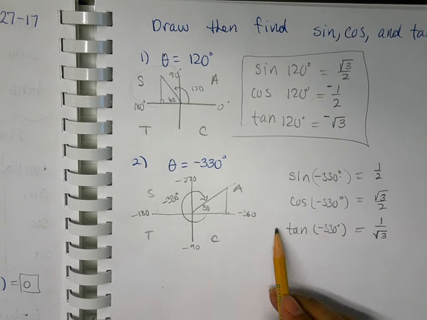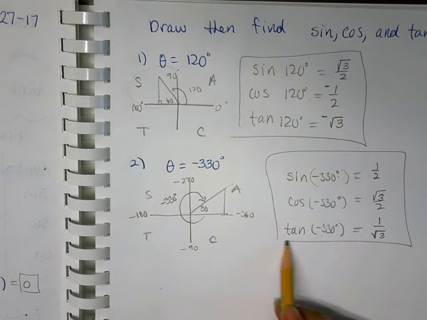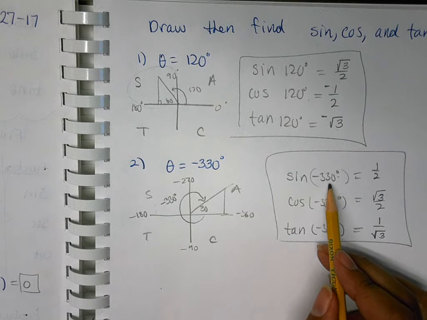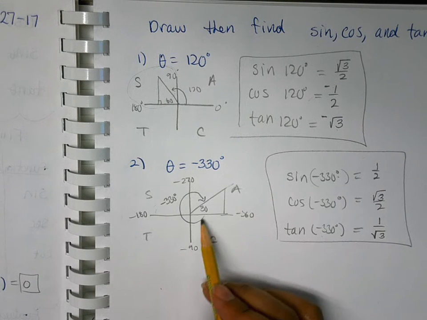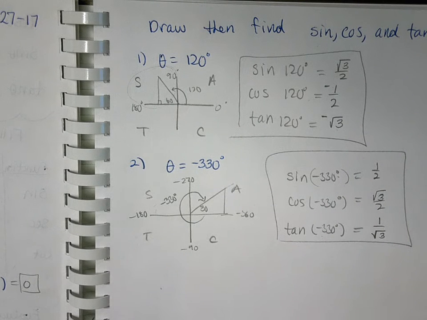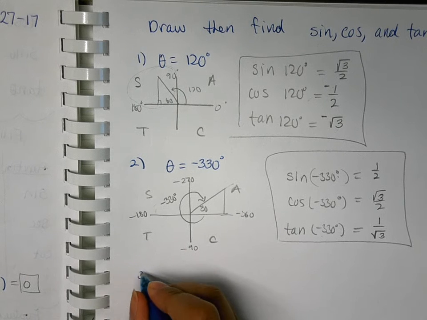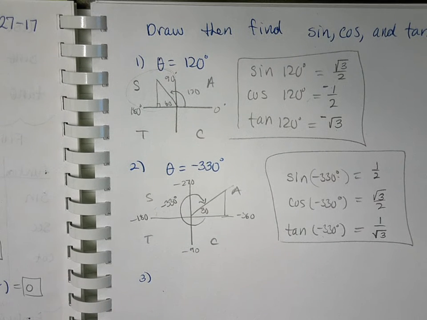And none of them are negative because it's all quadrant 1. So kids will say, well, then the angle's negative. It doesn't matter that the angle's negative because that negative angle put me back in quadrant 1. Does that make sense? Okay, number 3.